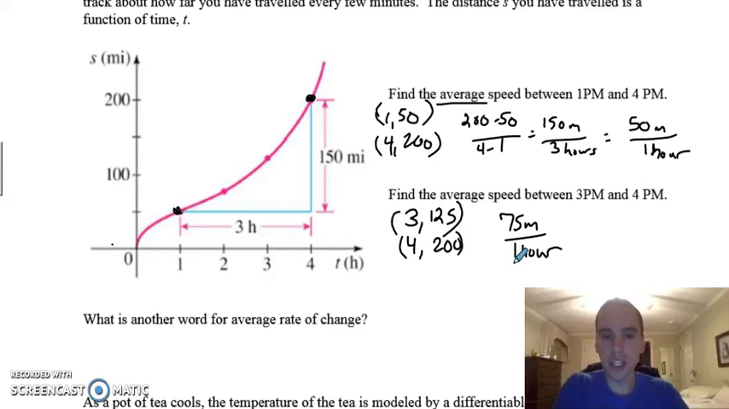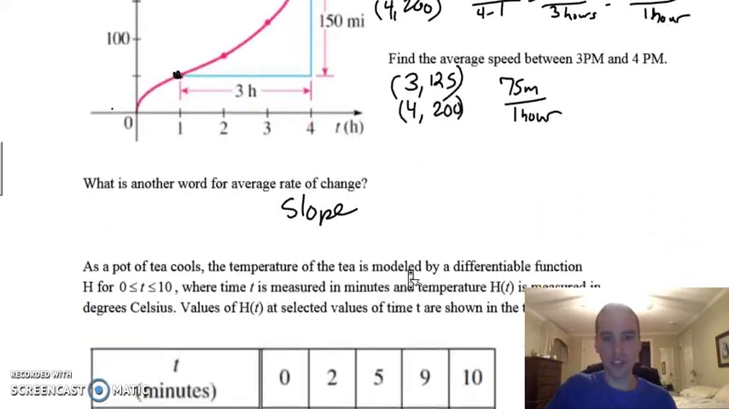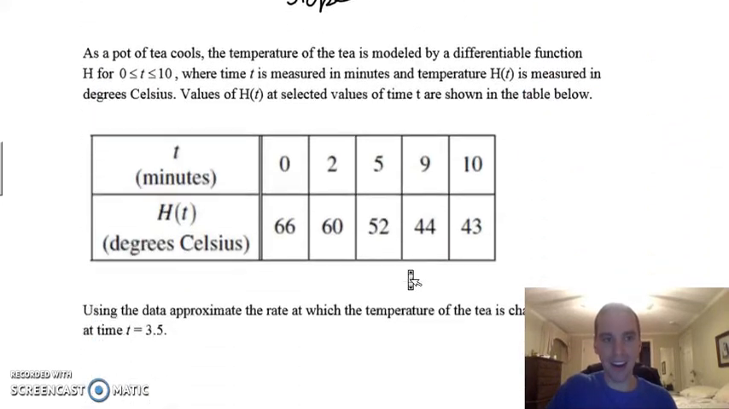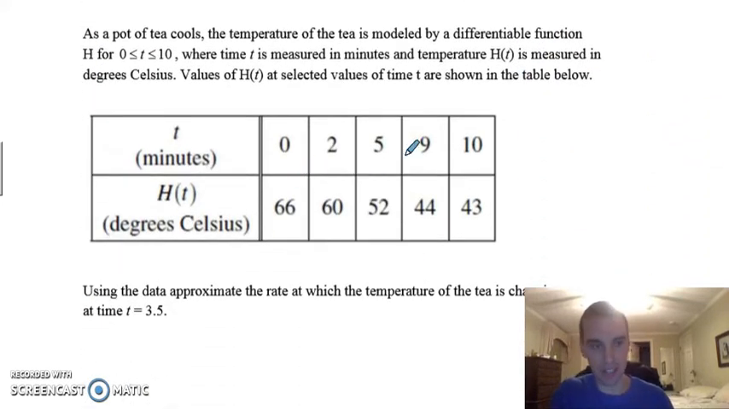So when we look at this, what did we just do here? Well, we just found the slope. Slope is another word for average rate of change. And so another example of this would be, this is exactly an AP question. This is an AP question that I took off of the previous exam.